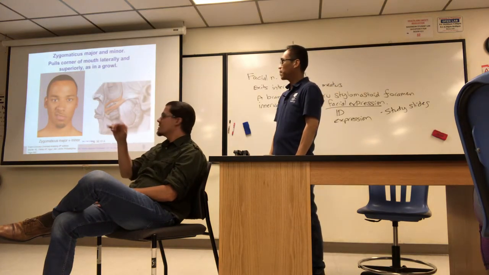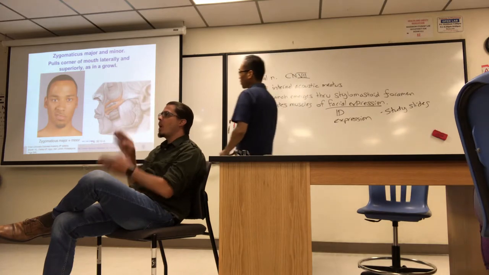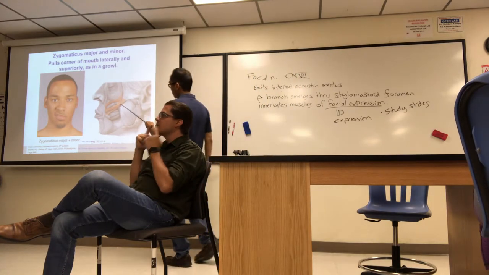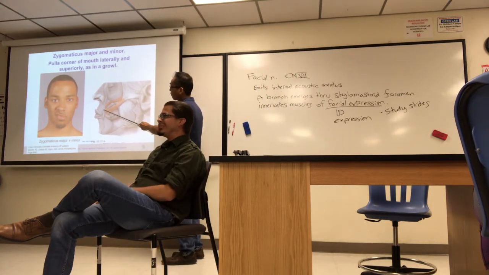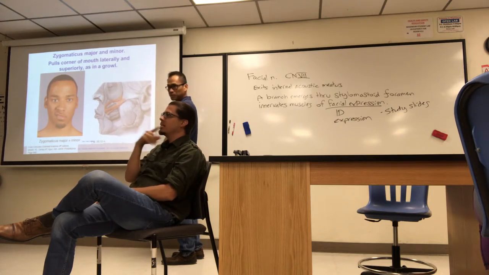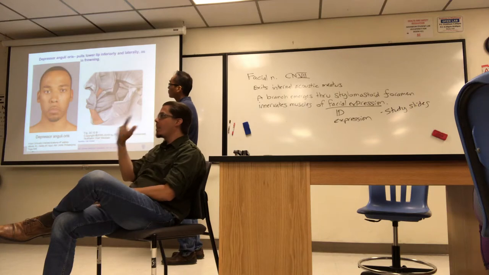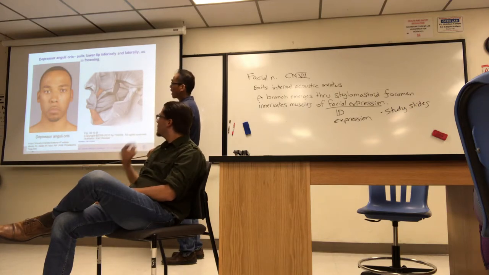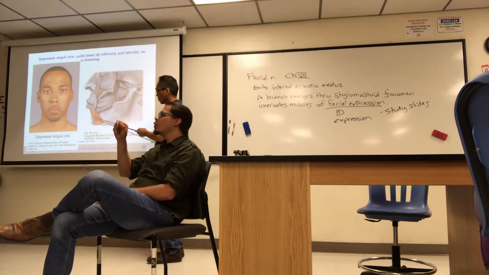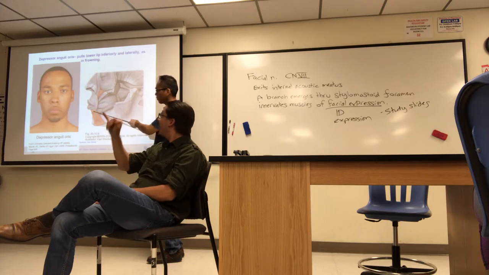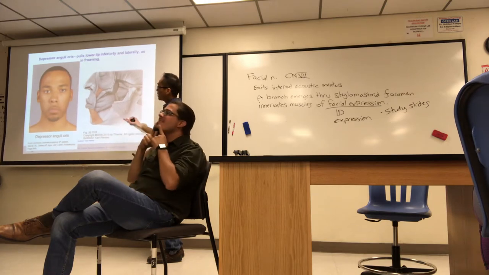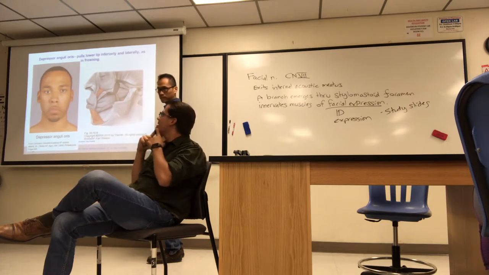Zygomaticus, major and minor. Minors are superior. There's the minor, there's the major. Basically, it gets the angle of your mouth there. So if you pull one corner, I guess you look like you're growling or something. Here is depressor anguli oris. It originates there, inserts on the corner of your lips there. So basically, it looks like you're frowning.